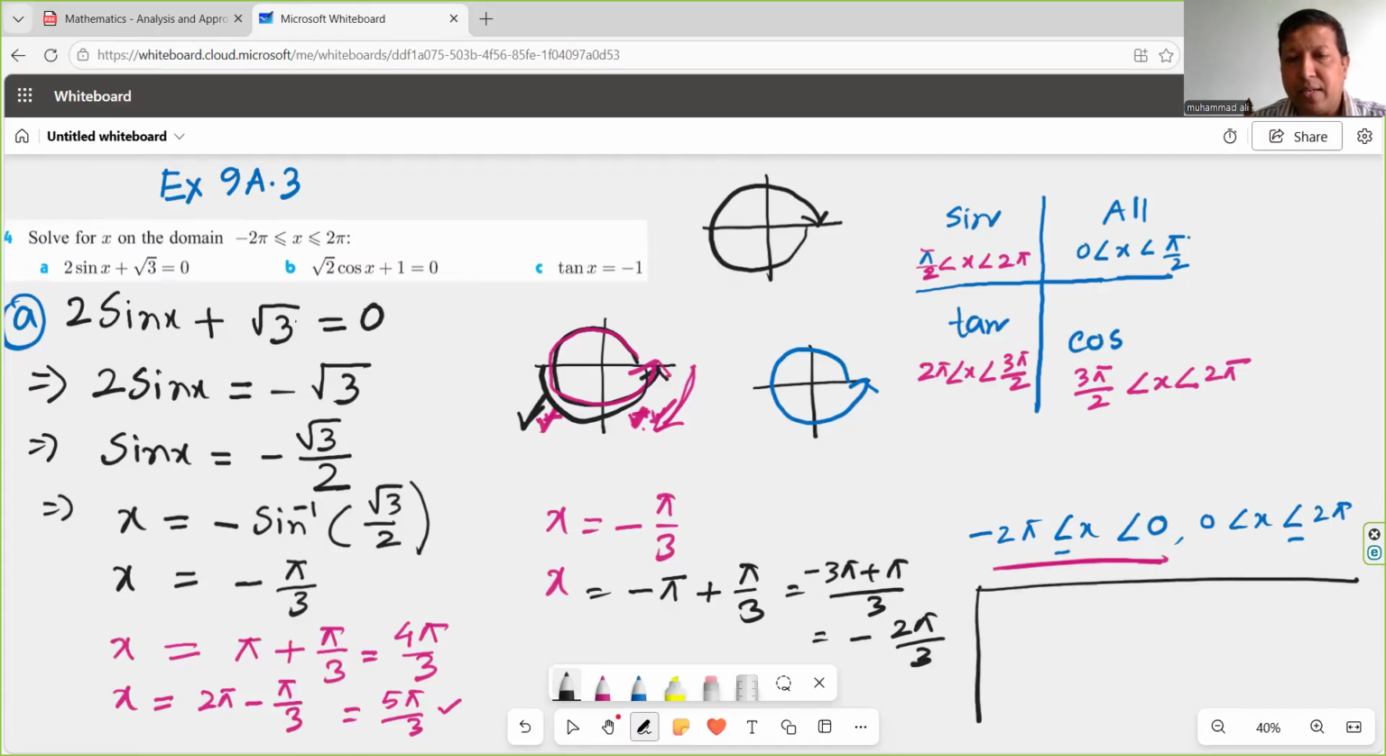So final answer, x equals minus pi by 3, minus 2 pi by 3, 4 pi by 3 and 5 pi by 3. So one thing you have to be sure of: when you are considering the clockwise, the result will come in negative sign. And you will check in which quadrant sine is negative here. So our question A is completed.